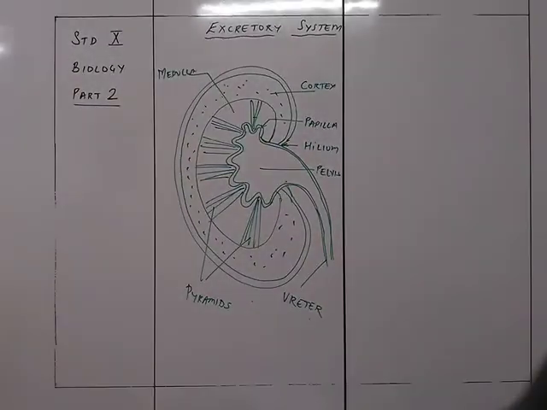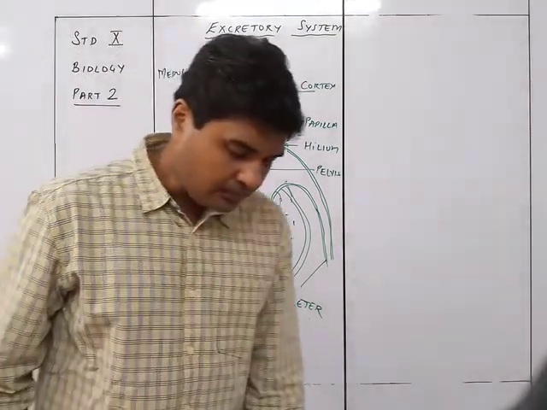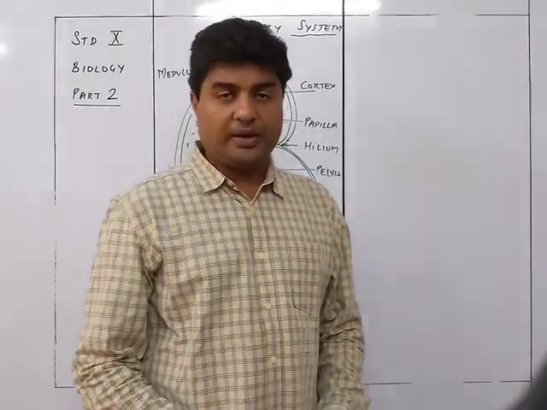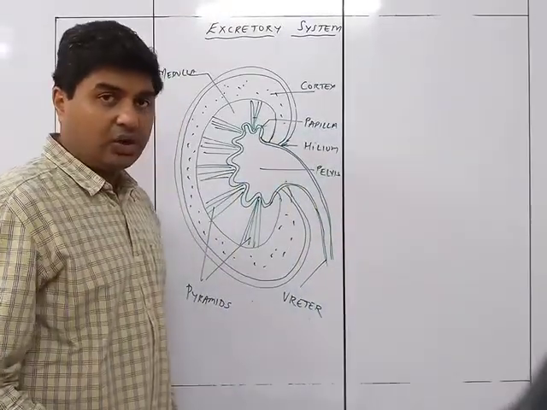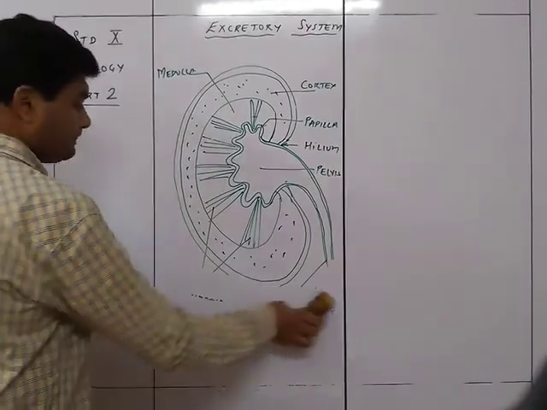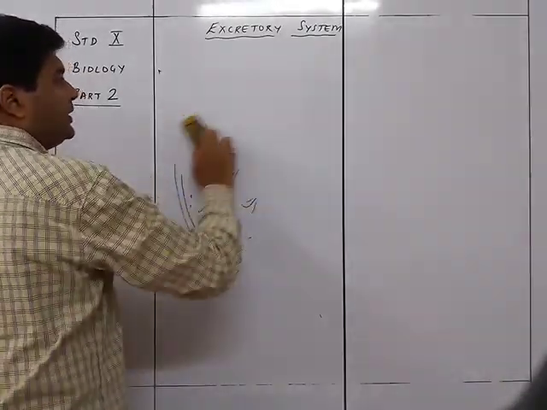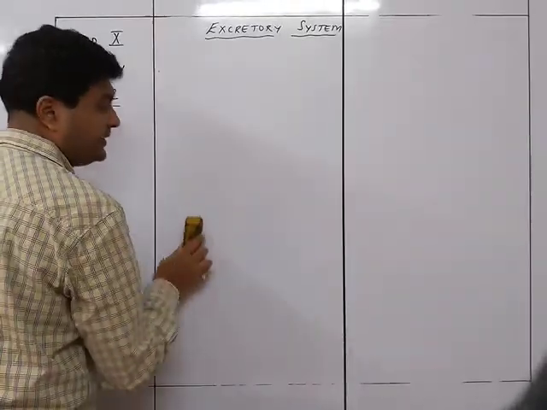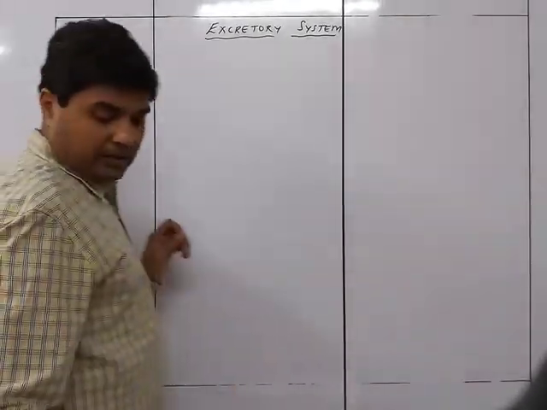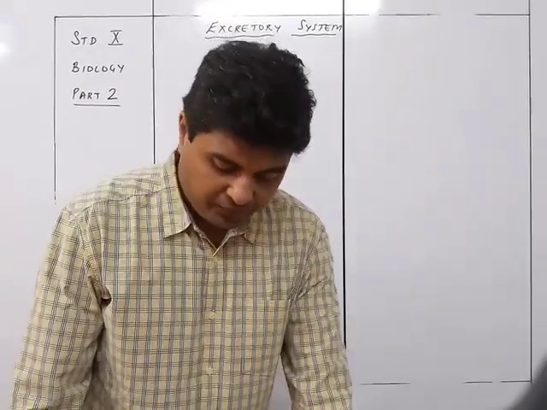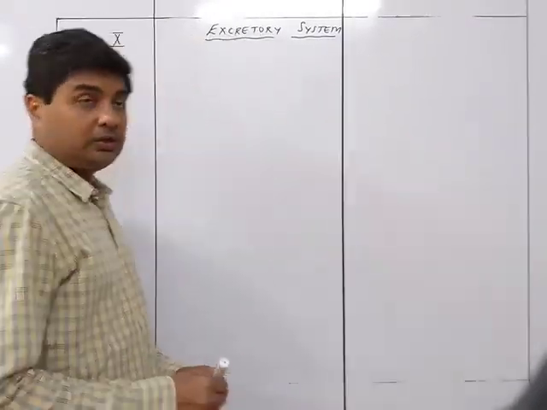Yeah, quite easy to draw. So this was the kidney. Now we see the next part of the kidney, and that is the nephron. So we are now going to see the structure of the nephron. The diagram which I'm going to draw now is very, very important. It has been asked many times. So that's why it is very important for you to learn to draw this one.